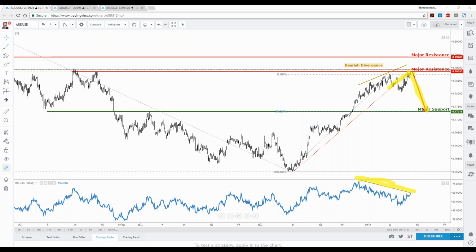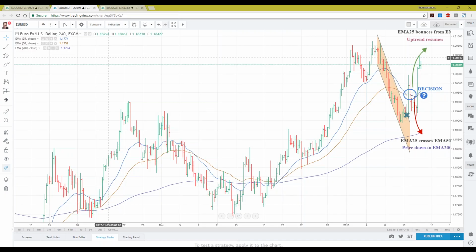In the next case, let me just get these markings off of here. We have the euro US dollar. Here we're simply using moving average crossovers. So we're using a longer and a shorter moving average. And when they cross, so when your 25-day EMA crosses your 50-day EMA, where E is for exponential, a type of moving average, we would have to make a decision.